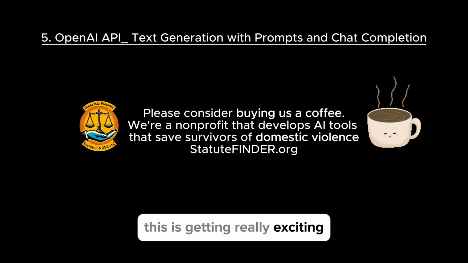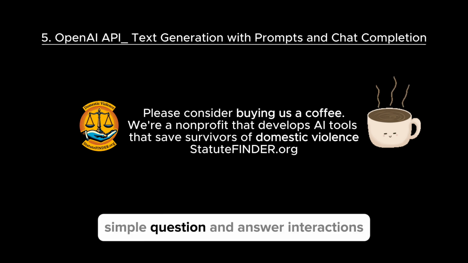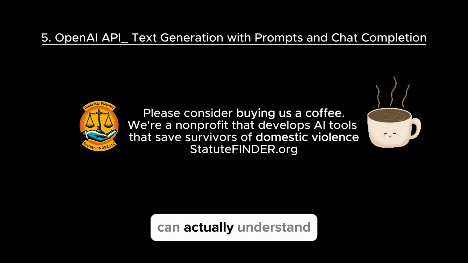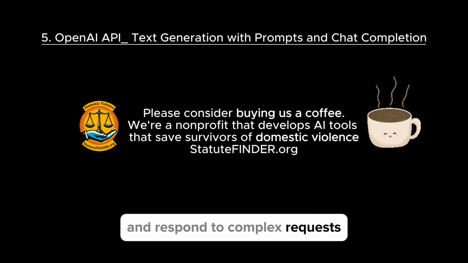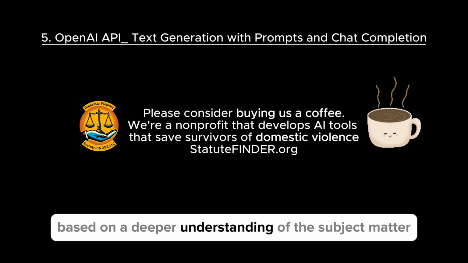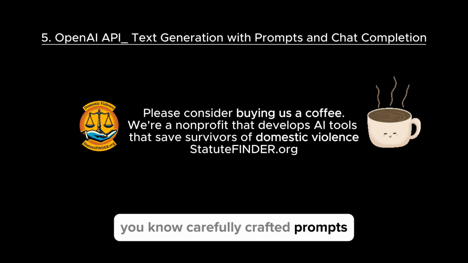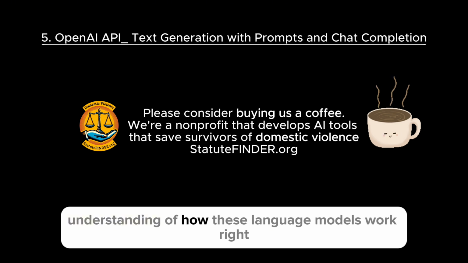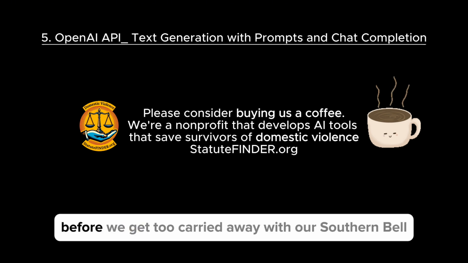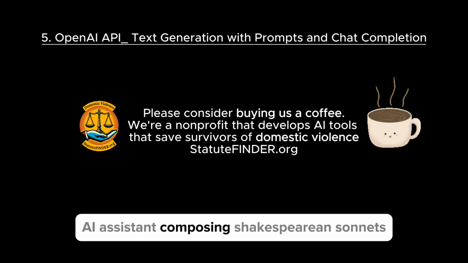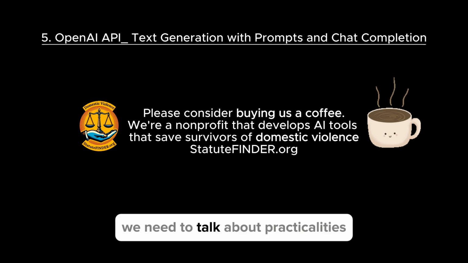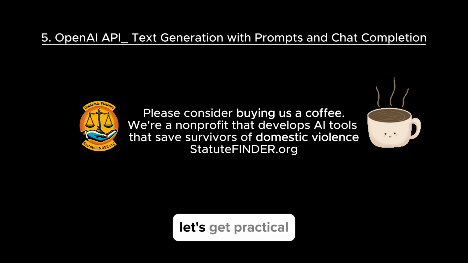This is getting really exciting. We're moving beyond simple question and answer interactions and stepping into a world where the AI can actually understand and respond to complex requests based on a deeper understanding of the subject matter. Precisely. And all of this is achieved through carefully crafted prompts and a deeper understanding of how these language models work. All right, before we get too carried away with our Southern Belle AI assistant composing Shakespearean sonnets, we need to talk about practicalities. Okay, yeah, let's get practical.